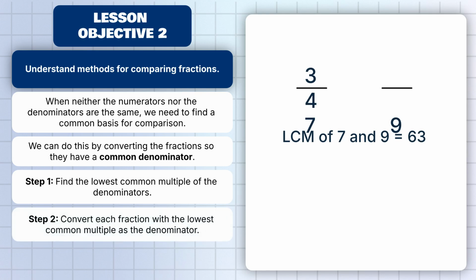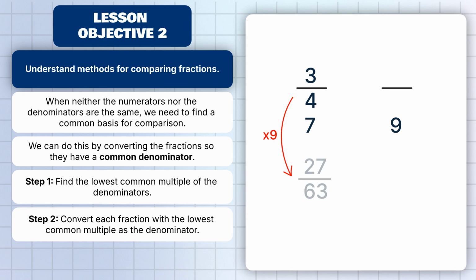Next, we convert each fraction with this lowest common multiple as the denominator. Convert 3/7 to an equivalent fraction with a denominator of 63. This can be done by multiplying the numerator and denominator by 9, which gives a fraction of 27 over 63. Then convert 4/9 to an equivalent fraction with a denominator of 63. This can be done by multiplying the numerator and denominator by 7, which gives a fraction of 28 over 63.